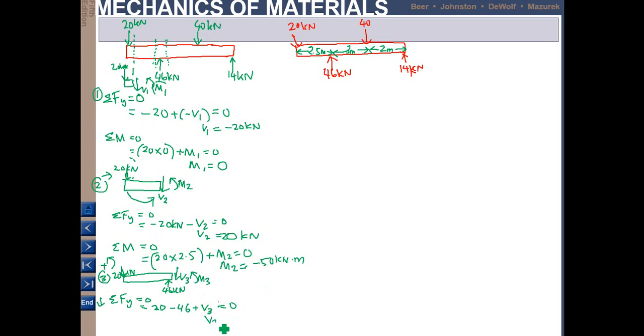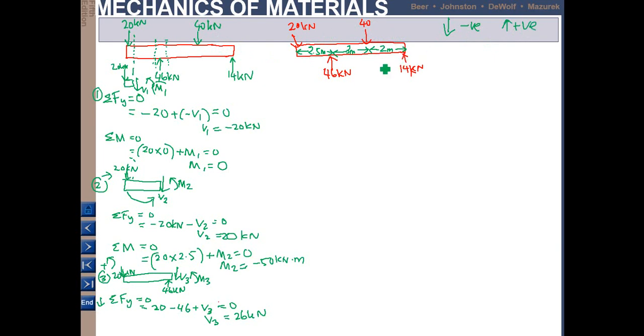So V3, we got, it will be equal to 26 kilonewton, because 20 minus 46 is 26. I hope you understand this one, because in here we consider going downward as negative. These forces going downward are negative and going upward as positive.